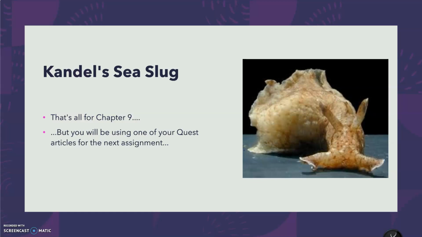And there is Kandel's sea slug. I thought you might like to see a picture of it. That's all the work for Chapter 9. However, remember, you are going to use one of the sources from your quests to extend upon in the next assignment. So again, that's why it matters so much that you have listened to this video and followed the directions carefully. Have fun, and I can't wait to see what you thought of Kandel and his slugs.